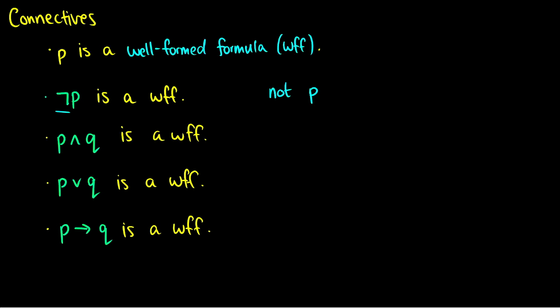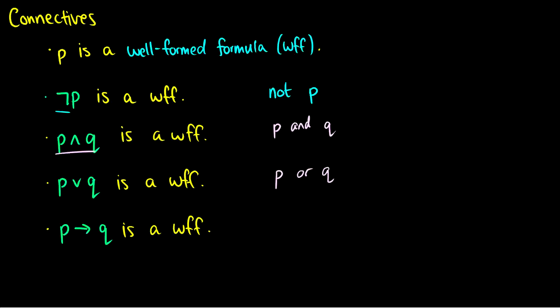The next one says that P and Q is a WOOF. So if P is a WOOF and Q is a WOOF, then we can connect them together, and P and Q is a WOOF. This is also known as a caret. That is the and symbol, that is a caret. Third, P or Q is a WOOF. So this is P or Q, and sometimes you might just call it P V Q or P wedge Q.